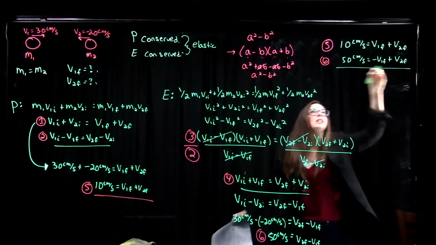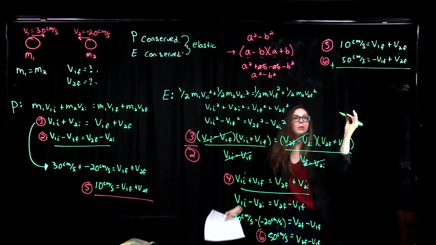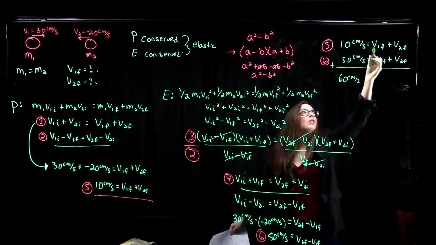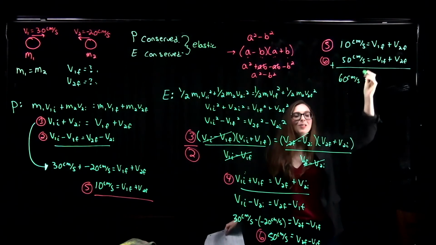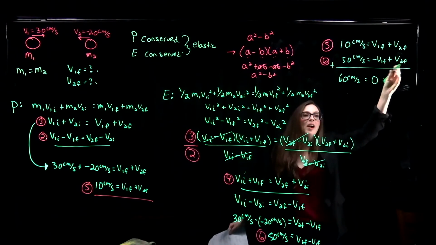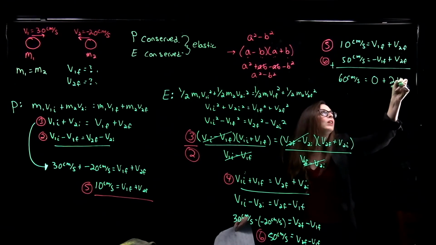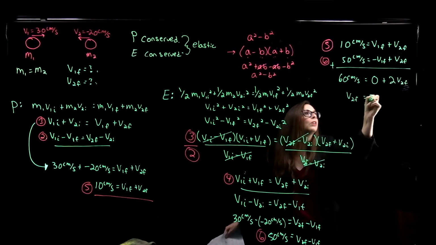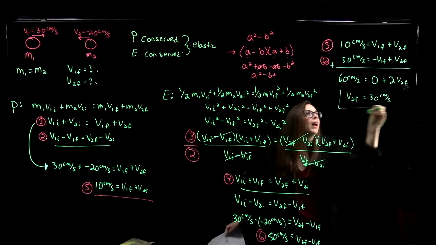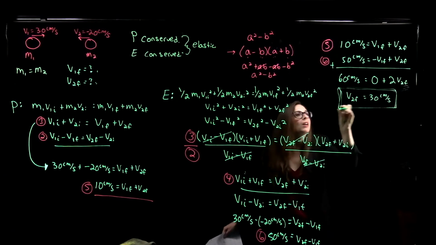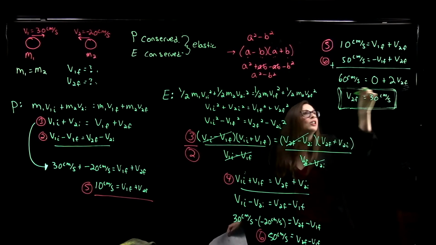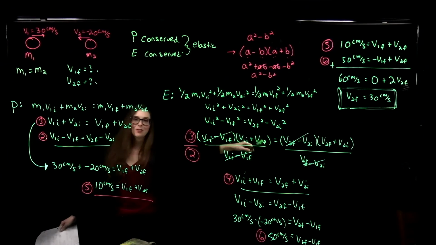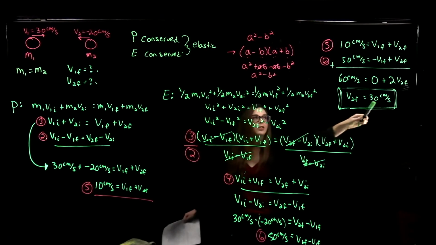I can add these equations together, okay? 10 plus 50, that's 60 centimeters per second equals, we've got v1 final minus v1 final, so that's 0, plus v2 final plus v2 final, so 2 v2 final. So if I divide both sides by 2, I get that v2 final equals 30 centimeters per second. Okay, finally I found, after all of that work, in our elastic collision, perfect conservation of energy, perfect conservation of momentum, that v2 final is 30 centimeters per second.